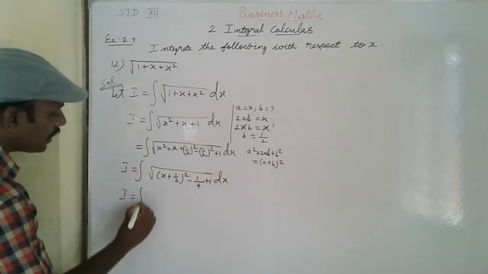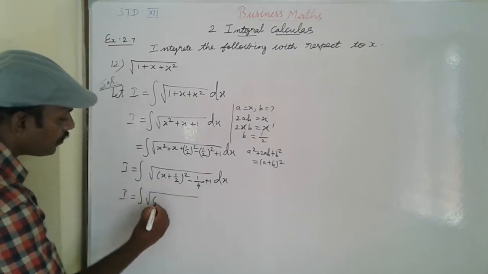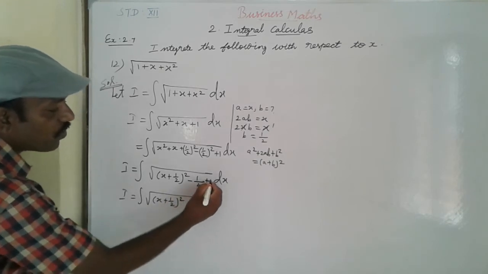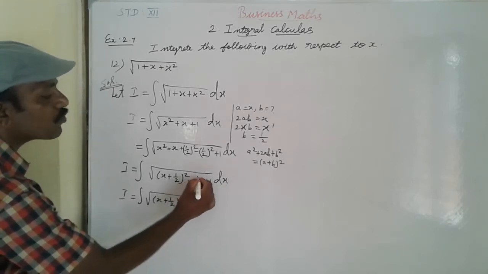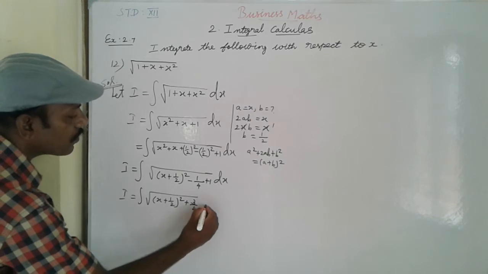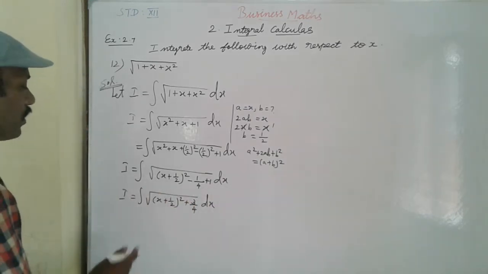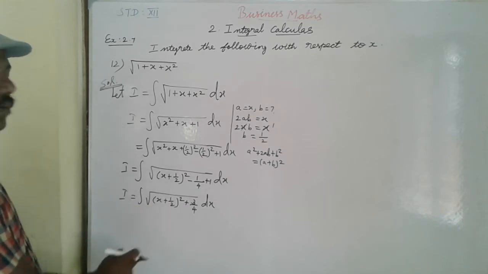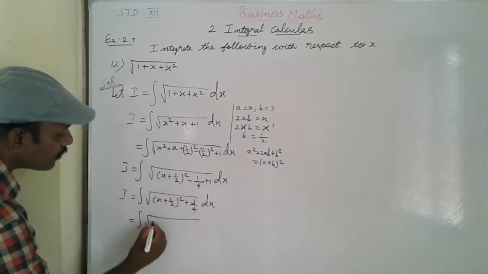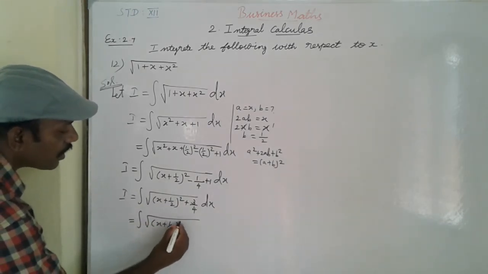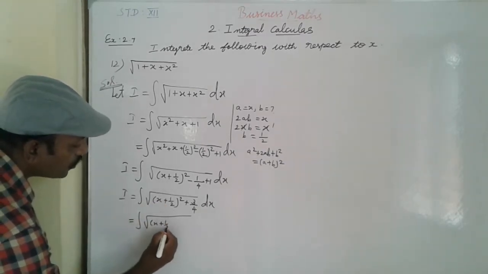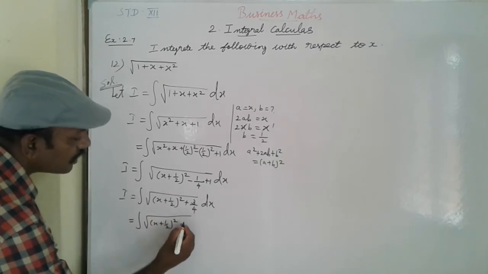I equal to integral root of x plus 1 by 2 whole square. 1 4s are 4, 4 minus 1 is what? 3. So plus 3 by 4 into dx. It is the right hand formula, root of x square plus a square formula. Integral root of x plus 1 by 2 whole square plus 3 by 4, that is root 3 by 2 whole square.